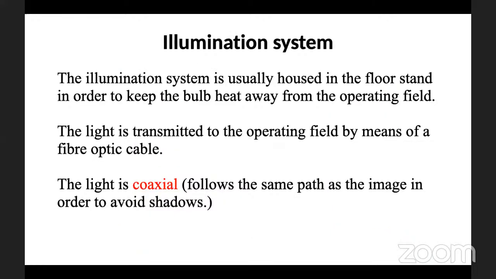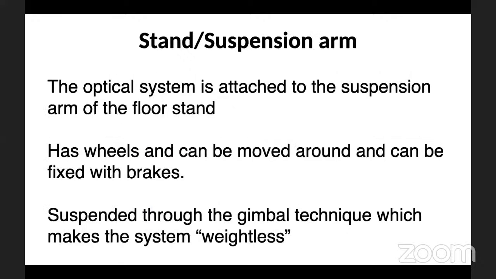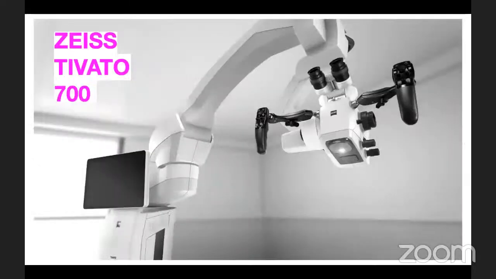The illumination system is present in the floor stand, and from there, the light is transmitted to the operating field by means of a fiber optic cable. The light is coaxial, where it follows the same path as the image. The optical system is attached to the suspension arm of the floor stand. It has wheels that can be moved all around and can be fixed with the brakes. Suspension is through the gimbal technique, which makes the system feel very weightless.